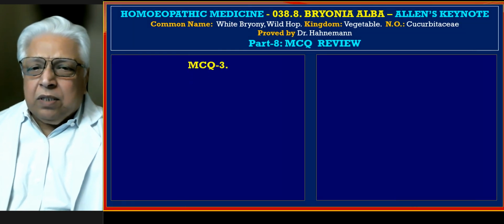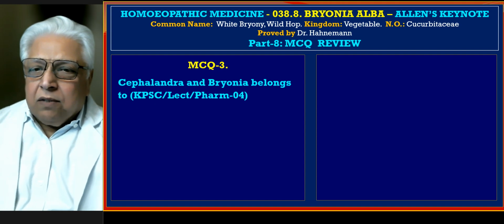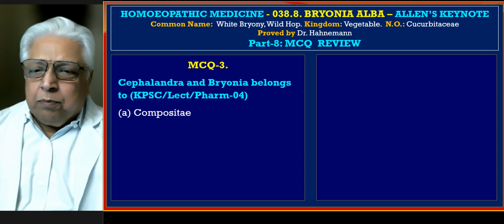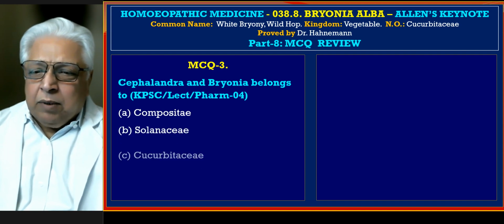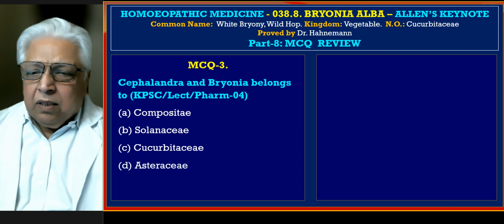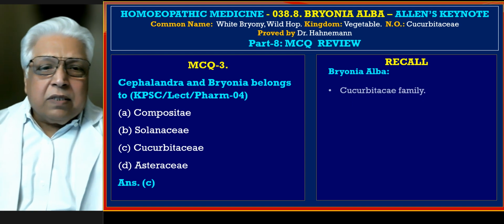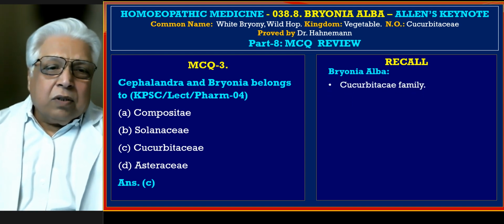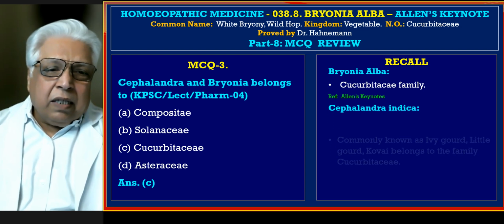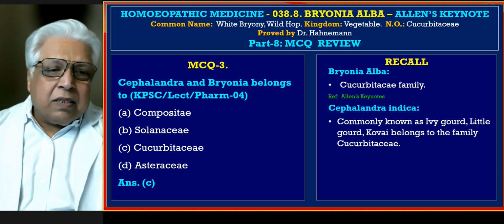We go to MCQ 3. Coccinia indica and Bryonia belong to A. Compositae family, Solanaceae family, Cucurbitaceae family or Araceae family. Our answer is C, Cucurbitaceae. Let us seek the reference and we find the reference is coming from Cucurbitaceae family, Allen's Keynote, and Coccinia indica we find commonly known as ivy gourd, little gourd.